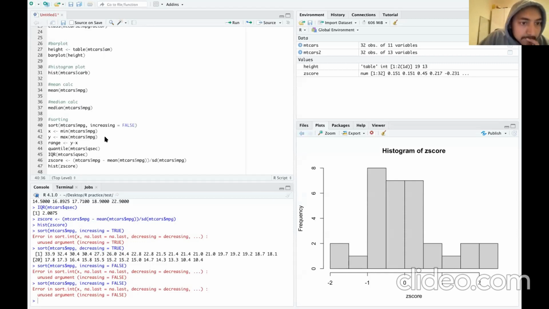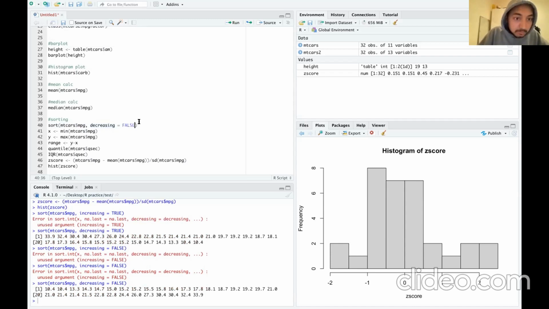So yeah, you can see your screen. It's not increasing equals, it's decreasing equals false. I mean, decreasing equals true will be increasing. Try it once. Decreasing. Yeah, that's it.